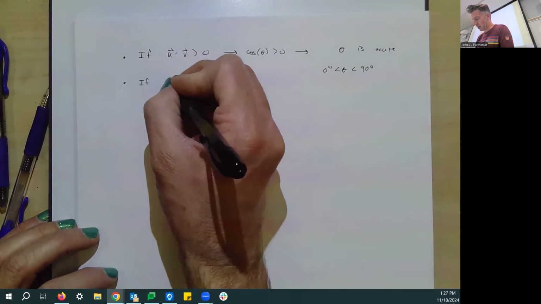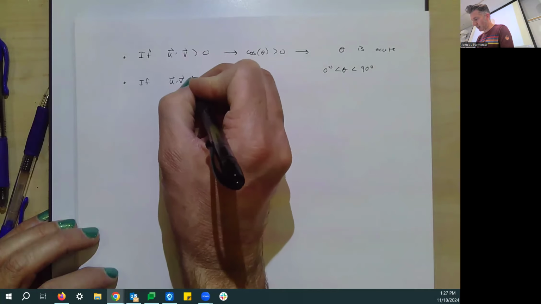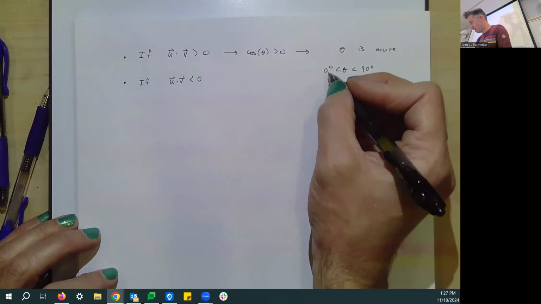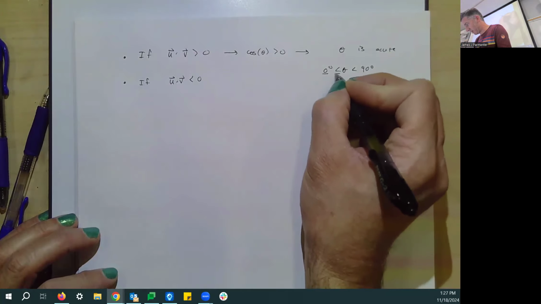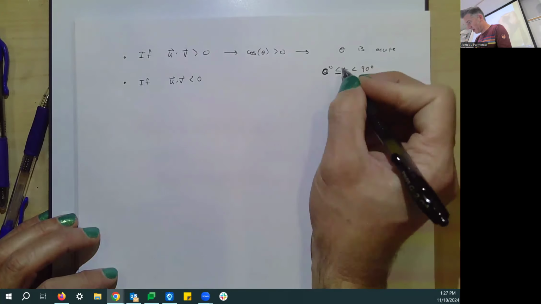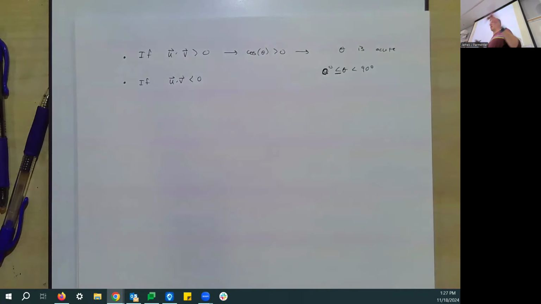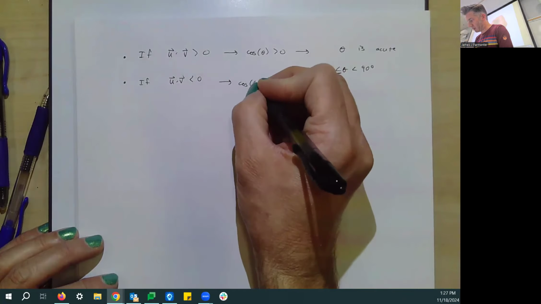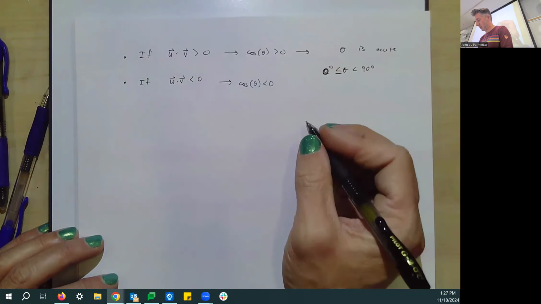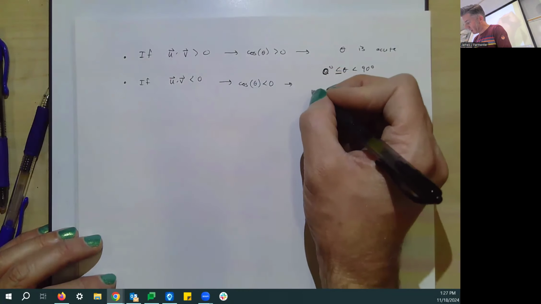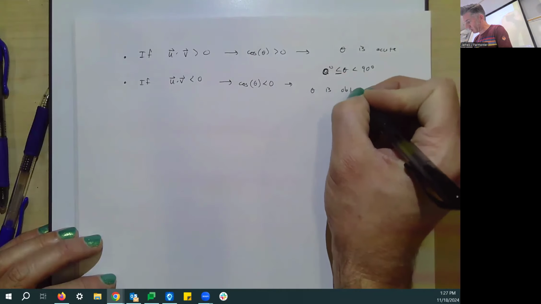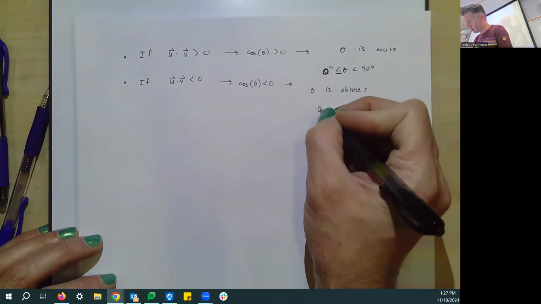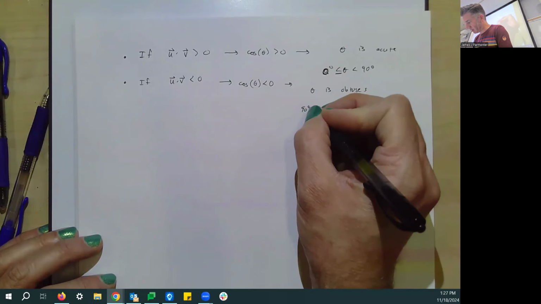And if u dotted with v is negative, I guess it could end up actually being equal to 0 degrees. That's what I meant to say. If the vectors point in the same exact direction, then the angle between them is 0. And if the vectors point in opposite directions, or if the angle between them is obtuse, then cosine will be negative, because cosine of an angle in quadrant 2 is negative. And here theta will be obtuse, which means it's going to be bigger than 90 degrees, all the way up to 180 degrees.